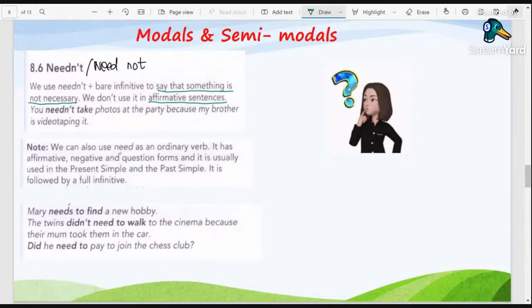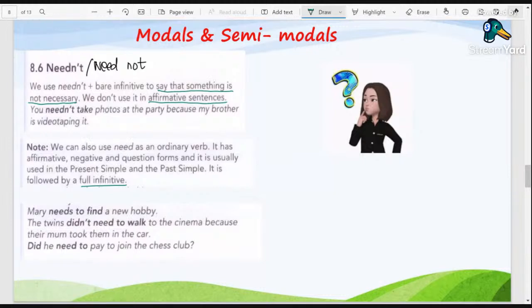We can also use need as an ordinary verb. It has affirmative, negative and question forms and it is usually used in the present simple and the past simple. It is followed by a full infinitive. Maksudnya dia ayat lengkap lah. Dia tak gunakan to. Okay, macam bare infinitive juga.